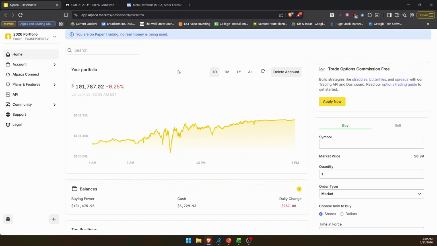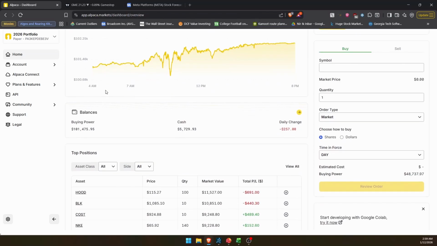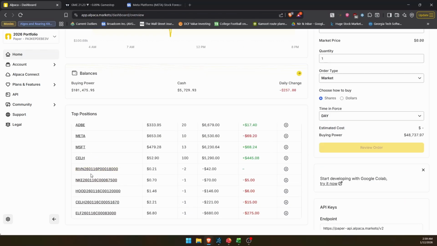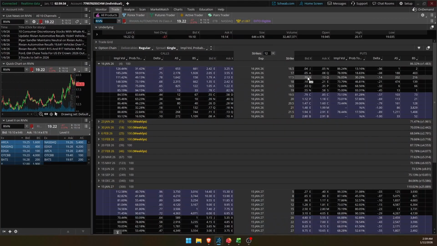Okay, so you can see my 2026 portfolio. It's up 1.7% since this challenge began. As you can see, I have the Rivian one week out. I put it at the 18 call. So how does this look in Thinkorswim? What does this look like?